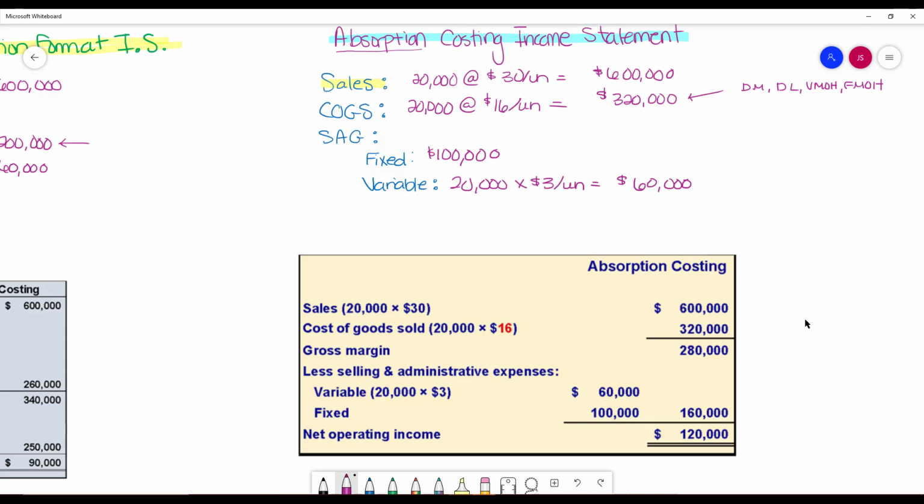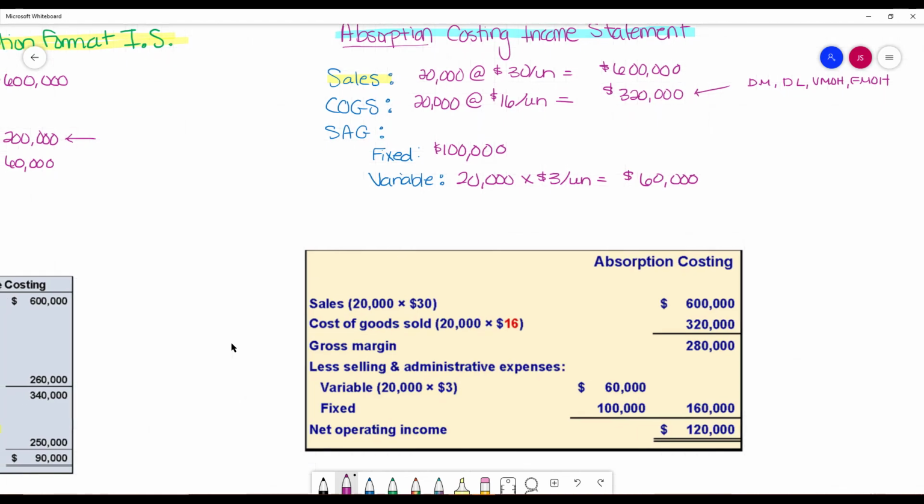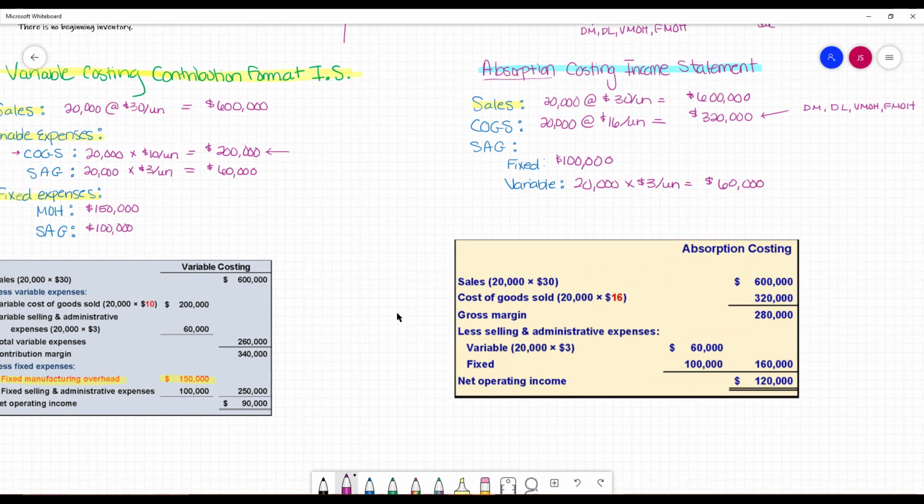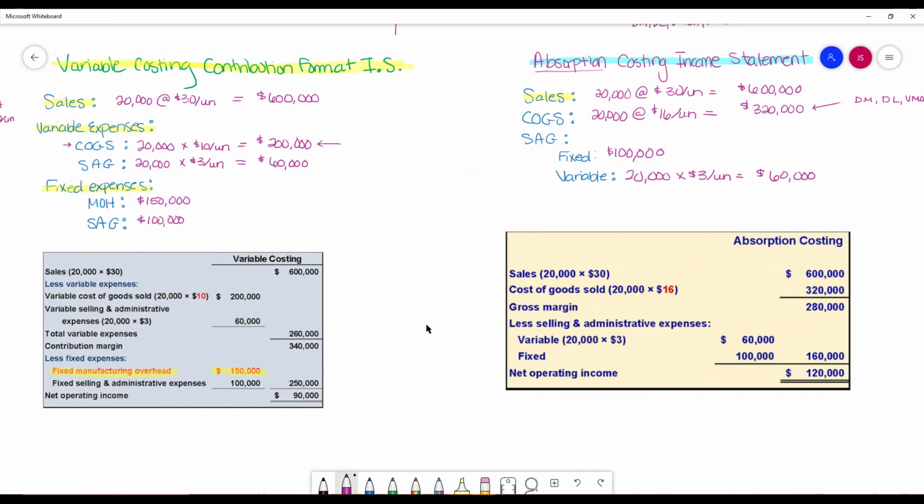Minus our selling and administrative expenses, both the variable and fixed, that gives us an overall net operating income of $120,000. So we can see here that, although it's the same situation, depending on which costing method you're using and which income statement you're setting up, they yield different net operating incomes. Under variable costing, we had $90,000 of net operating income, and under absorption costing, we had $120,000. So that's a $30,000 difference.